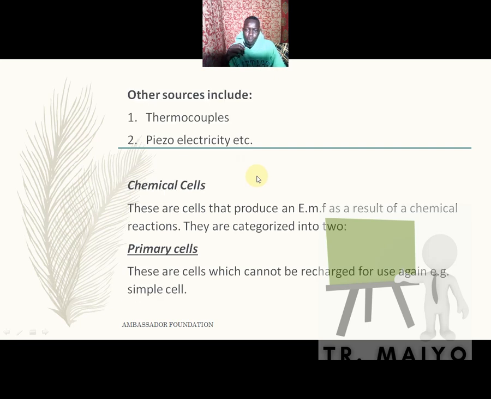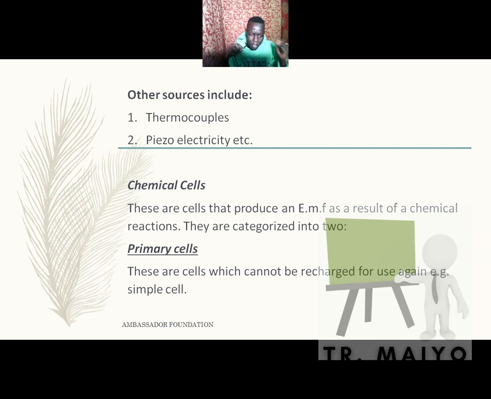So, chemical cells are categorized into two. We have primary chemical cells and secondary chemical cells, depending on how they function. Those that can be recharged after the chemicals are used are secondary. The ones that, when they are over, you use to chase pests from the farm, those are the primary. They include the dry cells.